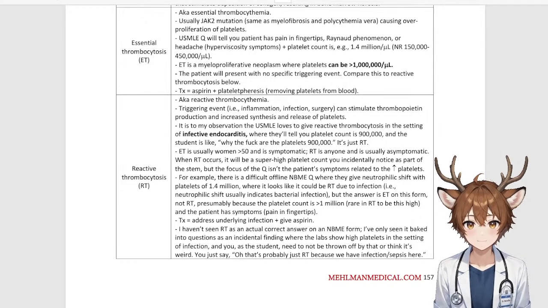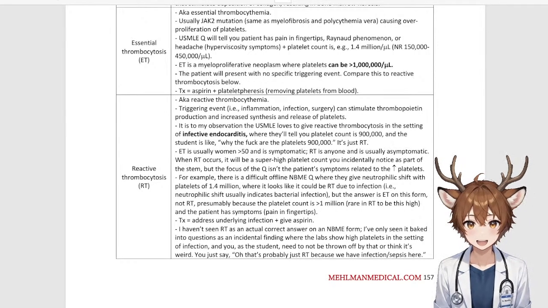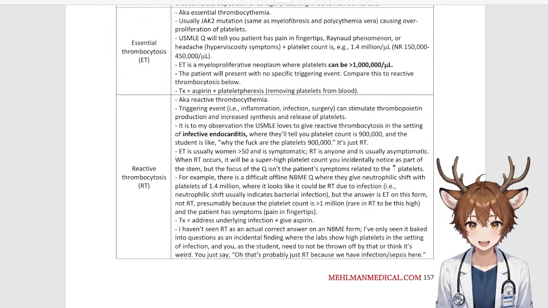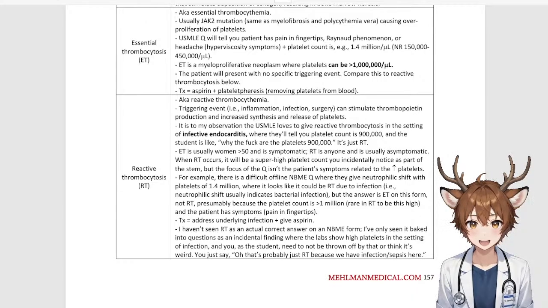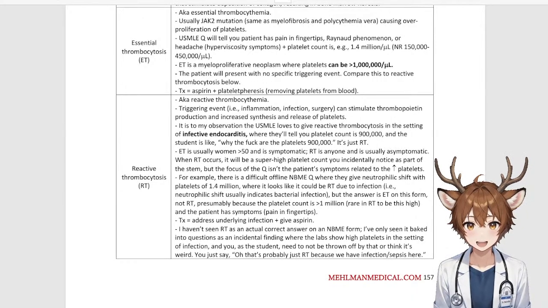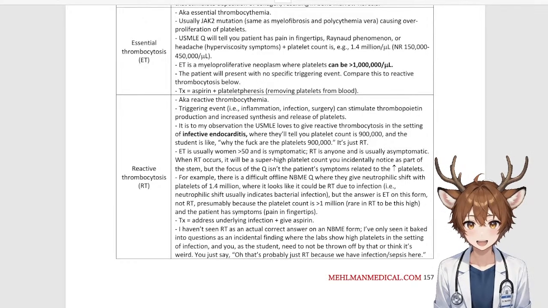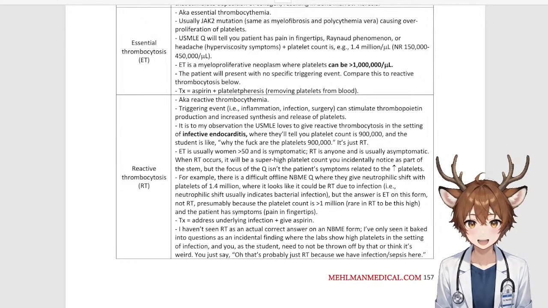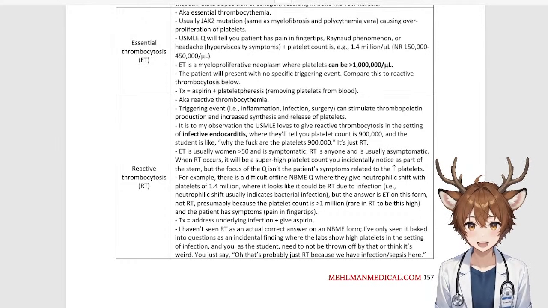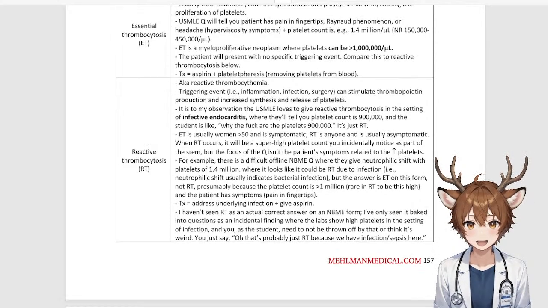For example, there is a difficult offline NBME question where they give a neutrophilic shift with platelets of 1.4 million, where it looks like it could be reactive thrombocytosis due to infection. That is to say, neutrophilic shift usually indicates bacterial infection, but the answer is essential thrombocytosis on this form, not reactive thrombocytosis, presumably because the platelet count is greater than 1 million, rare in reactive thrombocytosis to be this high. And the patient has symptoms, pain in fingertips. Now the treatment would be addressing the underlying infection plus giving aspirin.